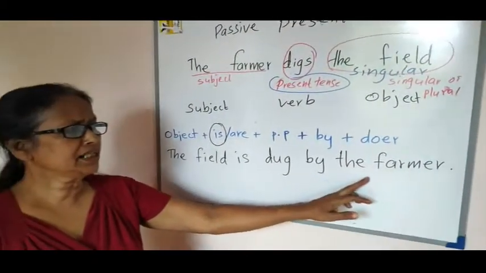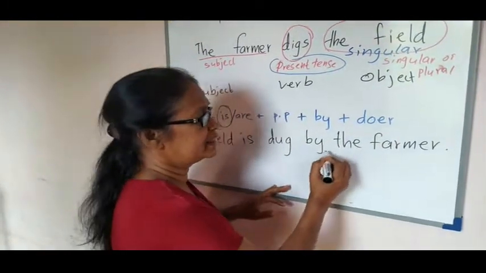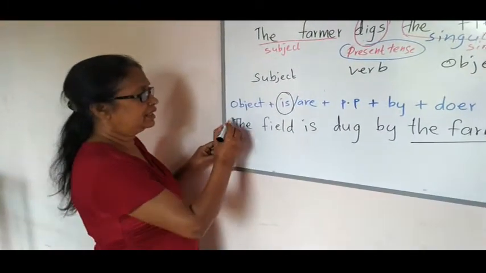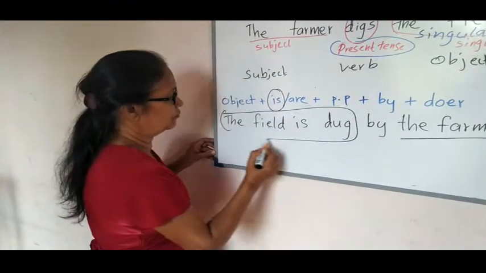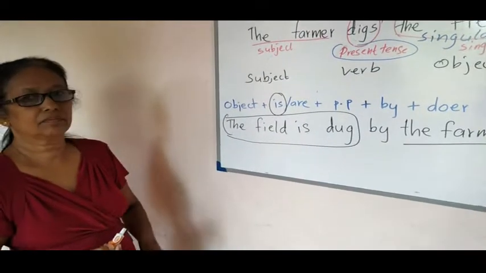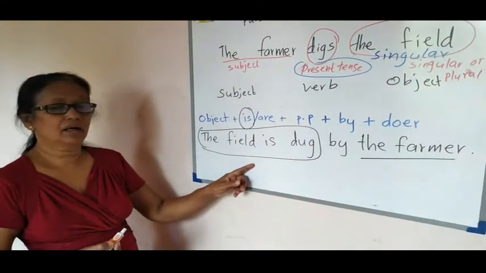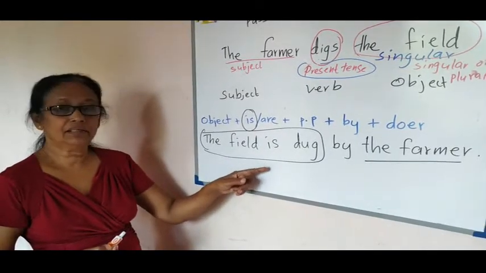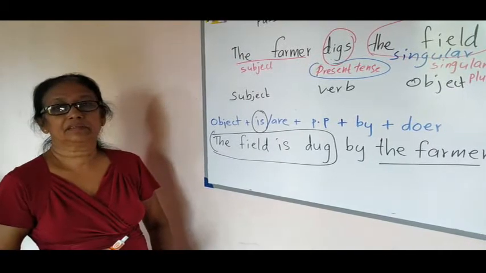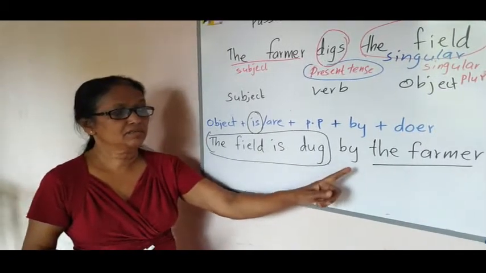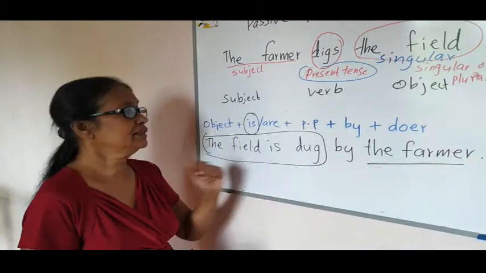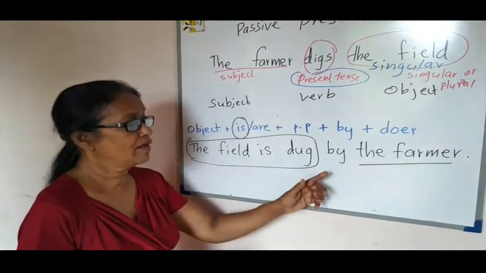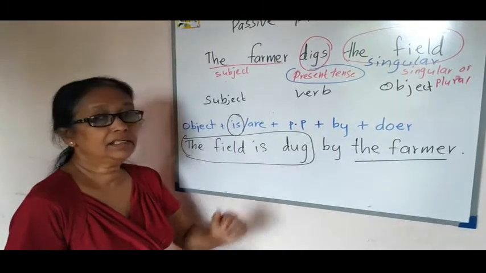Without mentioning the doer, you can write this sentence. Okay? How? The field is dug. That means someone digs the field. You can write it without the doer: the field is dug. If you want to write the complete sentence, you have to put by and the doer.